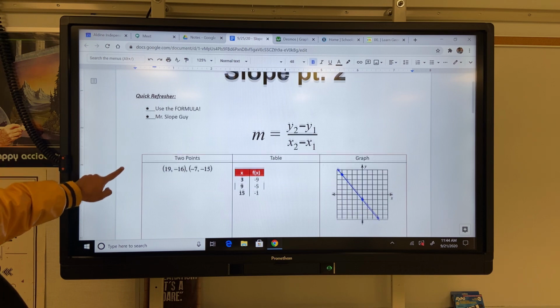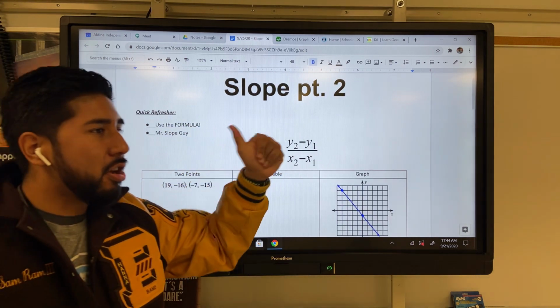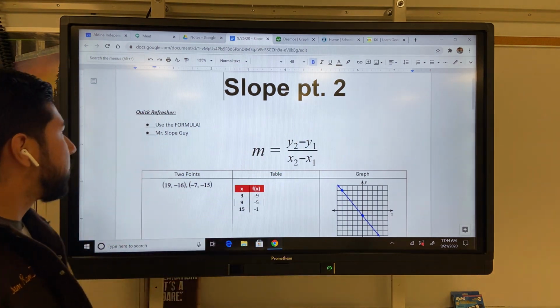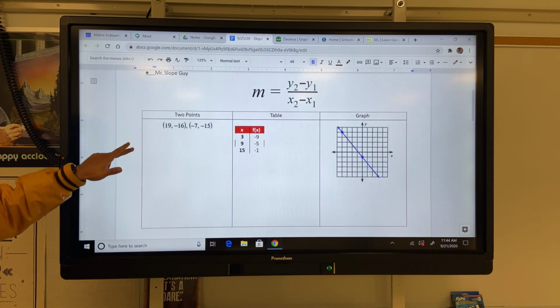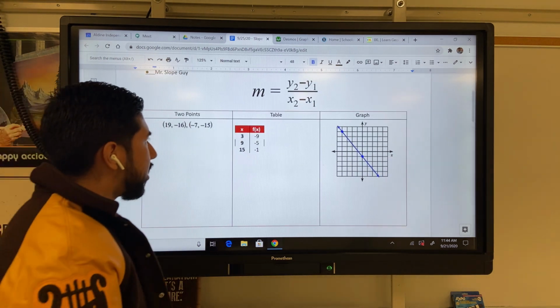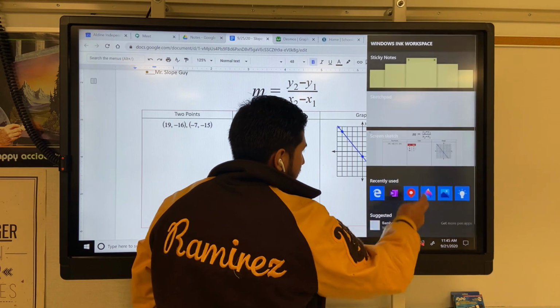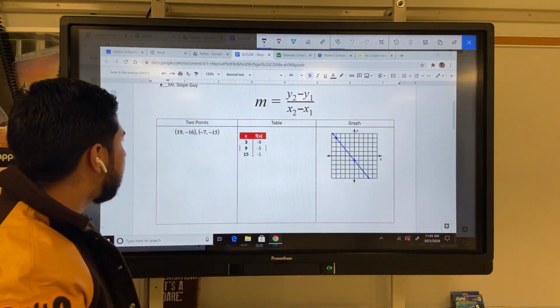Let's do this. Slope part two. So yesterday we started with slope. Today we're going to continue with it. Quick refresher. You should have had a little quiz on this yesterday. Let's go over that real quick.